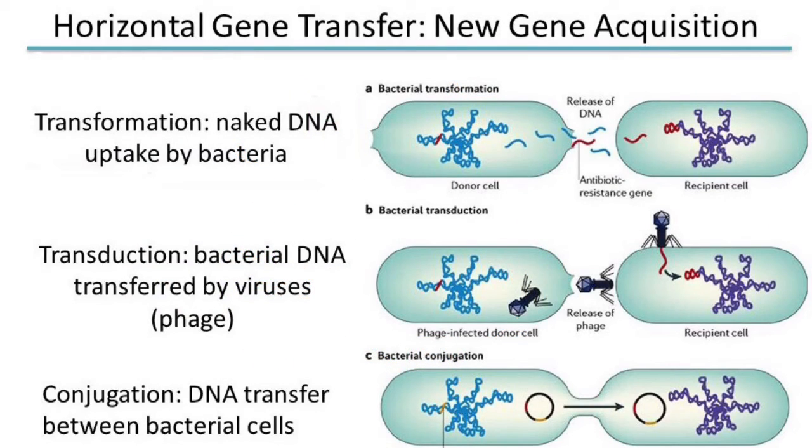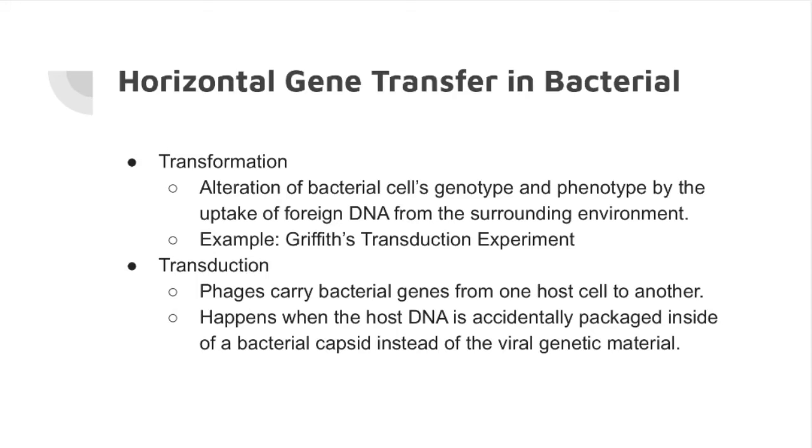There are four types of horizontal gene transfer in bacteria: transformation, transduction, conjugation, and transposition. Transformation is the alteration of bacterial cells' genotype and phenotype by the uptake of foreign DNA from the surrounding environment. Transduction is when phages carry bacterial genes from one host cell to the other.